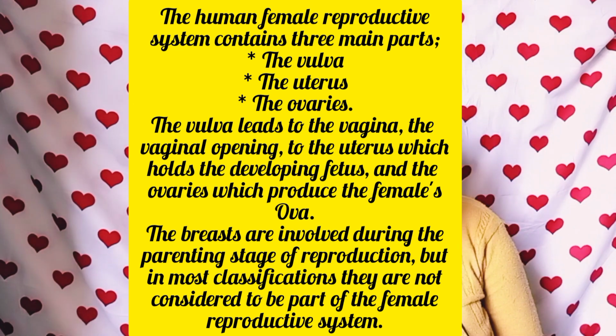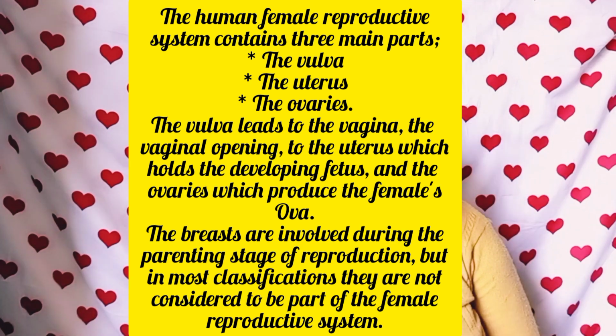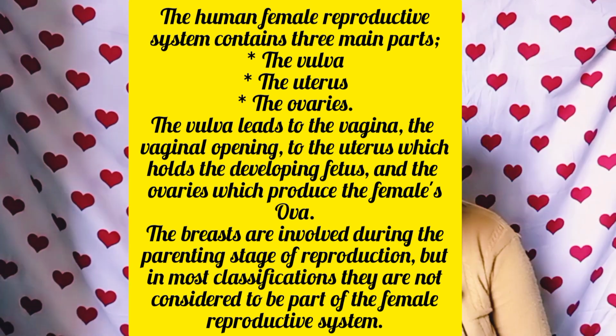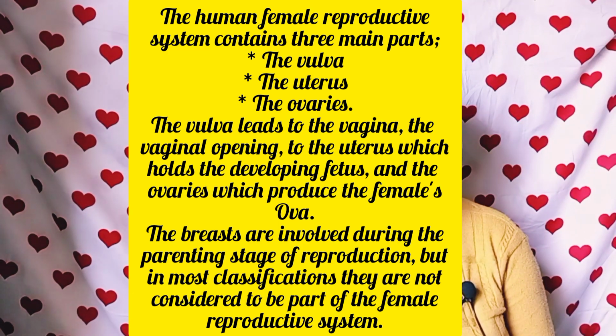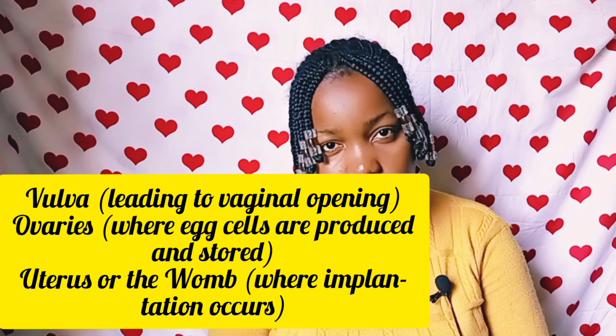The breasts are also involved during the parenting stage of reproduction, but in most classifications, they are not considered to be part of the female reproductive system. Now, these three main parts are the three basic parts of the reproductive system, because without the vulva, there is no intercourse. Without the ovaries, there is no egg cell, and without the uterus, there is no implantation. This is why they are the three most important parts of the human reproductive system.